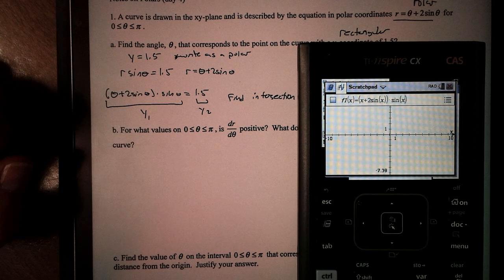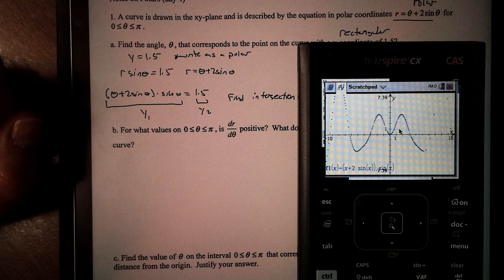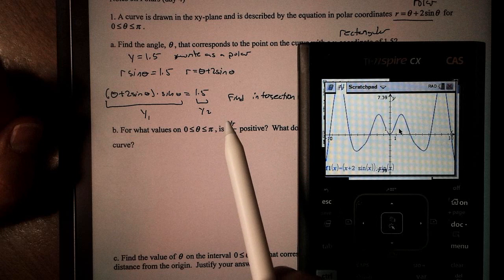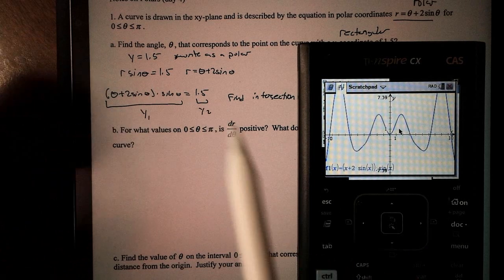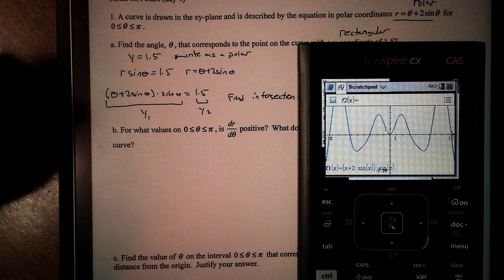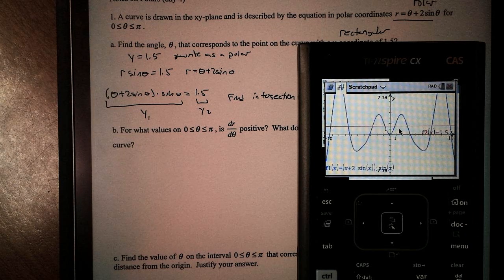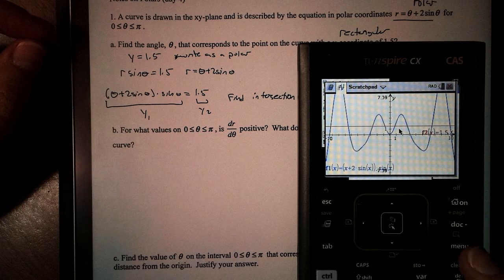Sine x. I don't know what this looks like. Yeah, oh my gosh, that's pretty ugly. So next I'm going to graph my 1.5. Go to tab, I type in the 1.5, I press enter, and notice I have lots and lots of intersections here. But they do tell us to restrict the domain. So I'm going to go ahead and do that.